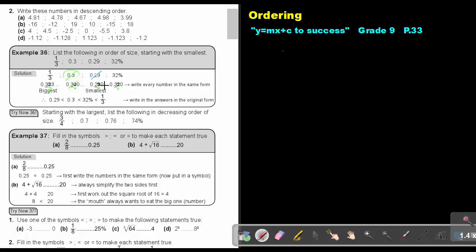So this one, don't write this. Write the original form, 32%. And then this one is the biggest. Again, don't write 0.333. Write the original form, and that's a third. If I want to put the inequality signs, remember, the mouth of the inequality sign always looks towards the big one. So it's looking in this direction. I want you to try now 36.